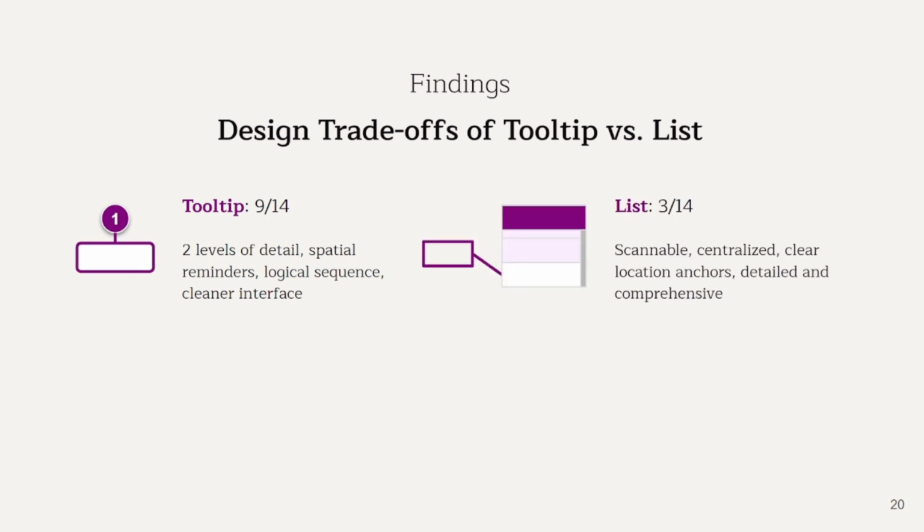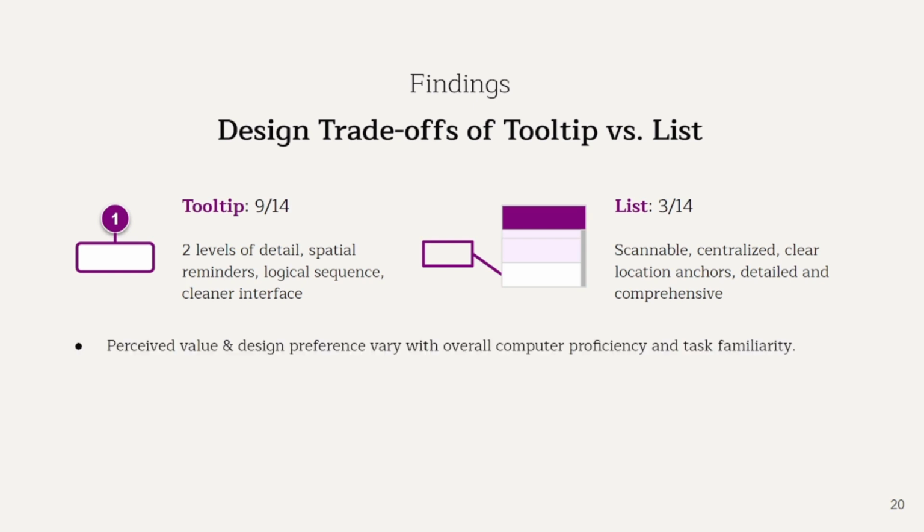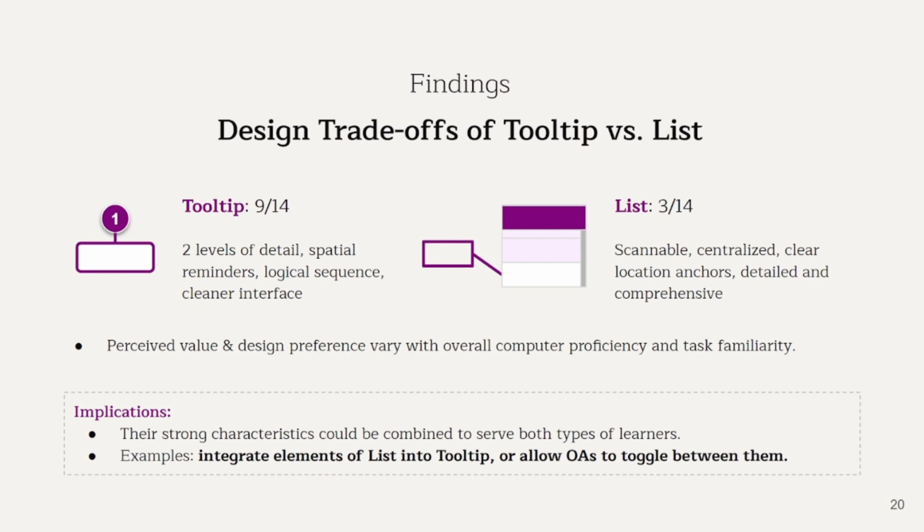3 participants preferred List because it's scannable, centralized, had a very clear location anchor, and the list itself is detailed and comprehensive. Interestingly, we also found a pattern that lists seemed to be more suitable for learners who needed close guidance, while Tooltip better supported those who only need occasional reminders or confirmations. Since we want to support as broad a range of users as we could, we can either integrate the well-received elements of List into Tooltip or allow older adults to toggle between the 2 designs.